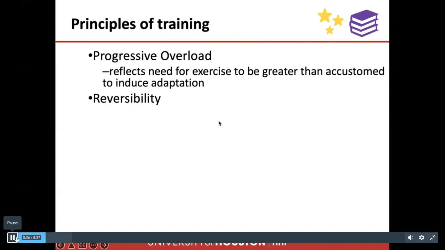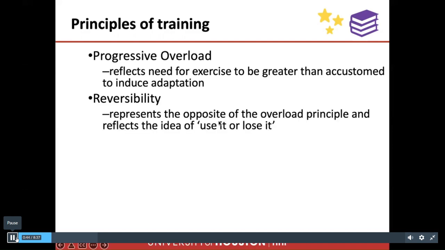Next up, we have reversibility. There's a colloquial name for this. Anybody think of what it is? So reversibility is the use it or lose it principle. It represents the opposite of overload, in that if we are not overloading, if the person is not doing greater than they are accustomed to, then they will decrease their fitness.